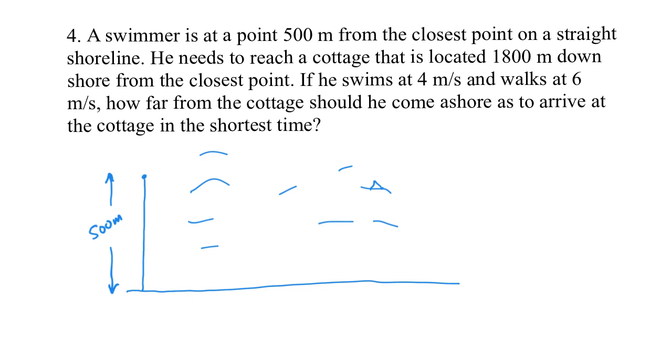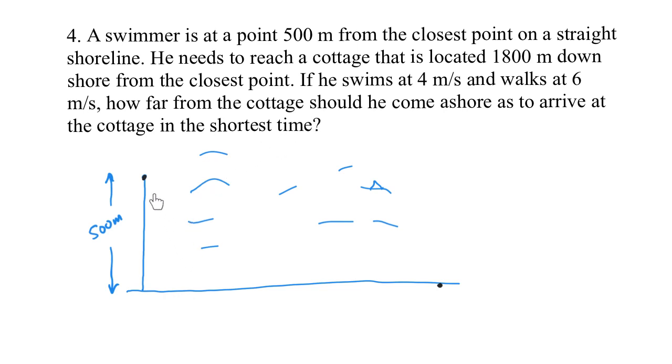So around, let's do this. Here is the swimmer. Let's say this is about 1,800 meters down here. And the question is this. If he swims at 4 meters a second, so if he's in the water, this is all the water here, he swims at 4 meters a second and then walks at 6 meters a second. So how far from the cottage should he come ashore to arrive at the cottage in the shortest time?